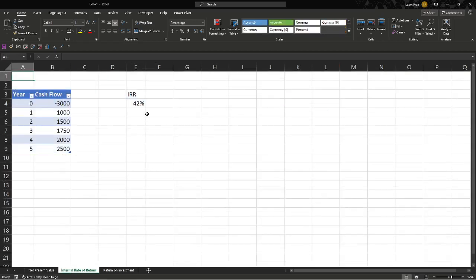Internal rate of return is another way to look at them. This is a super easy function. It's literally, you get your cash flows. So we paid $3,000 the first year for a new project or a new piece of equipment. Year 1, we made $1,000 extra. Year 2, 1.5, 1.7, 1.5, 4, and 5. So over these years, it ended up increasing revenues by $8,750.